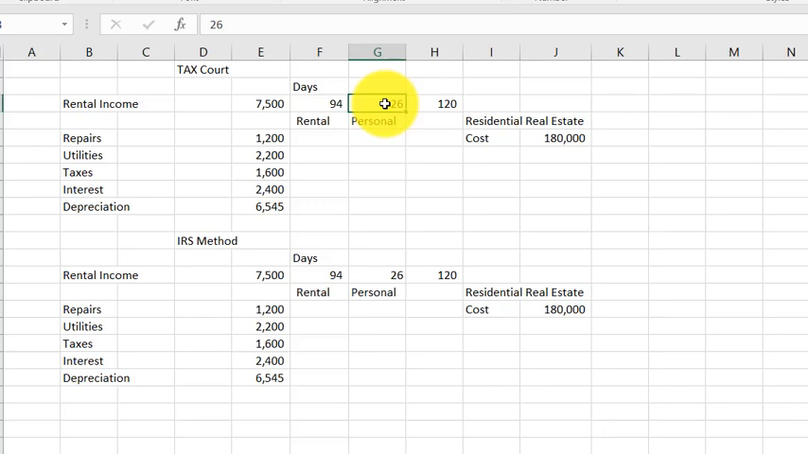Because if your personal use is less than 10% or 14 days, then you can just treat it like any rental, and you don't have to worry about allocating or any of those types of things. But perhaps the most complicated one is where there is a mix, and this probably happens more than it has in the past with the proliferation of Airbnb type of scenarios.